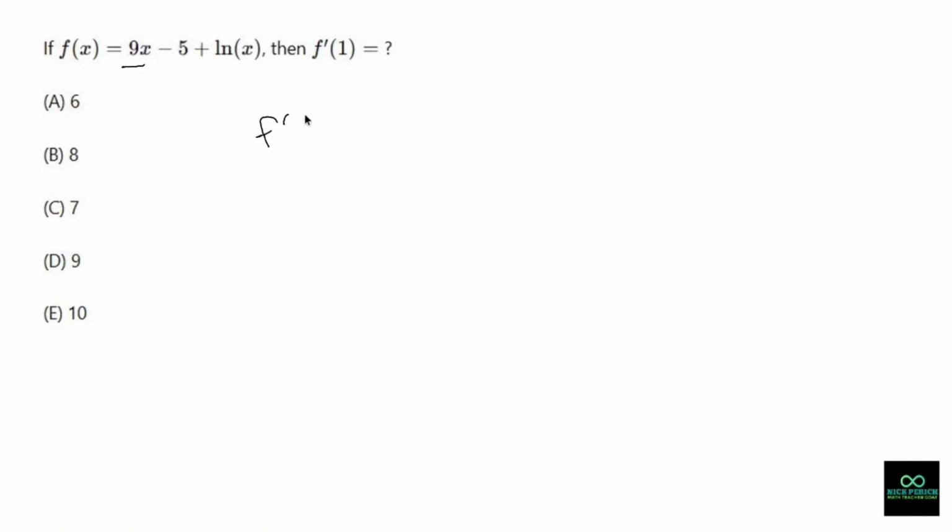So f prime is going to be the derivative of 9x, which is just regular power rule, and the derivative of 9x is just 9. Then you have the derivative of negative 5, which disappears, nothing at all. And then you have the derivative of ln of x, which becomes positive 1 over x. So that's what f prime is.